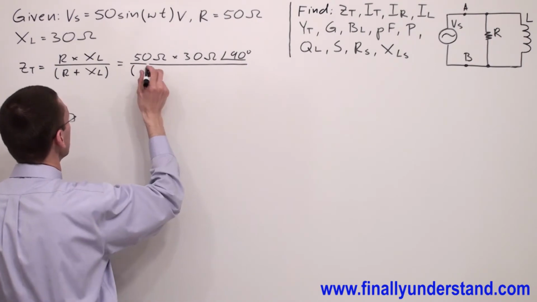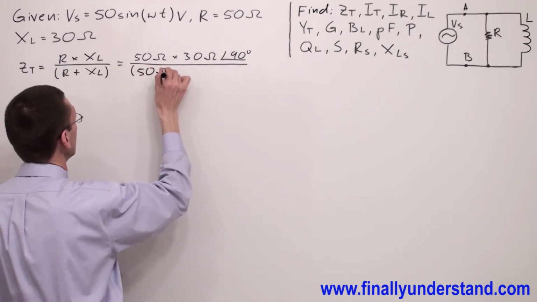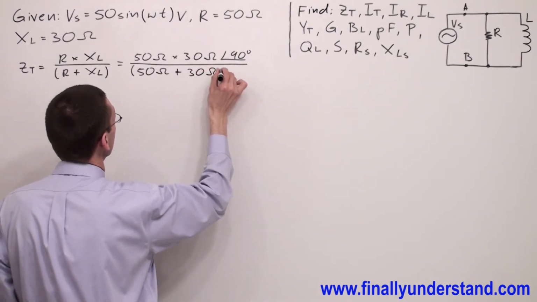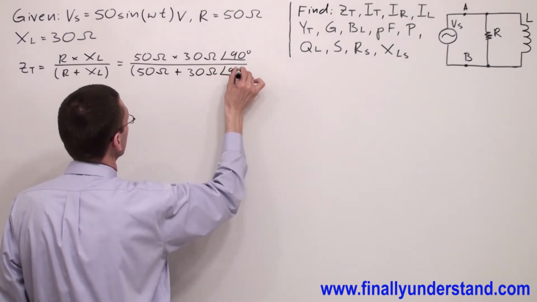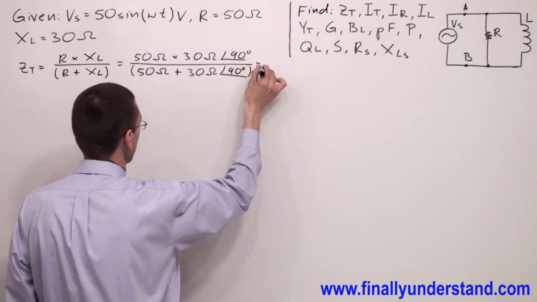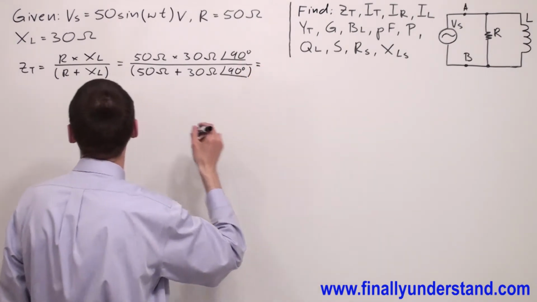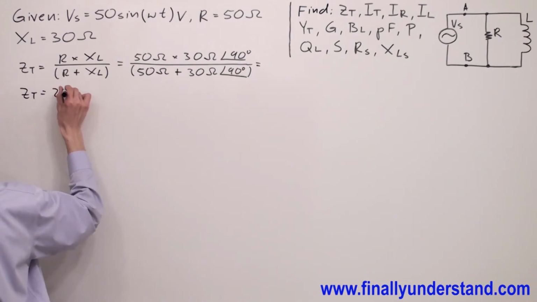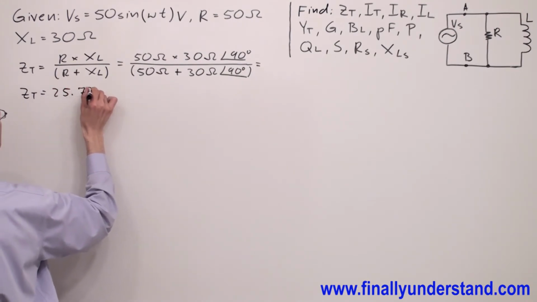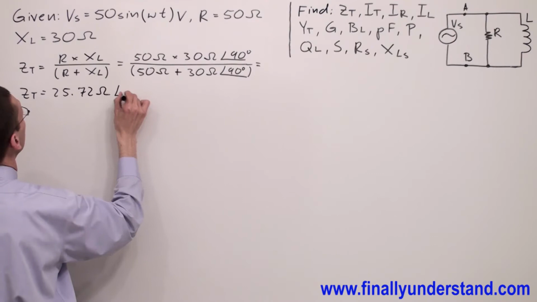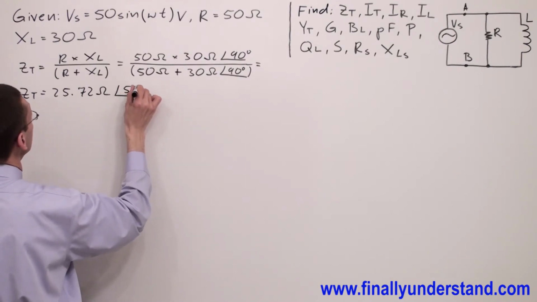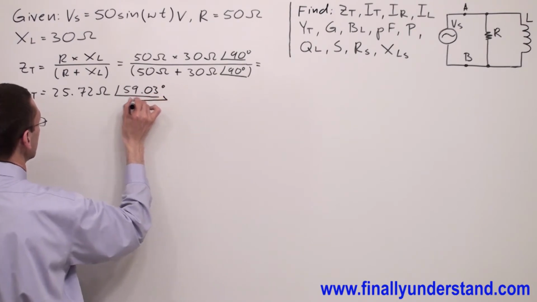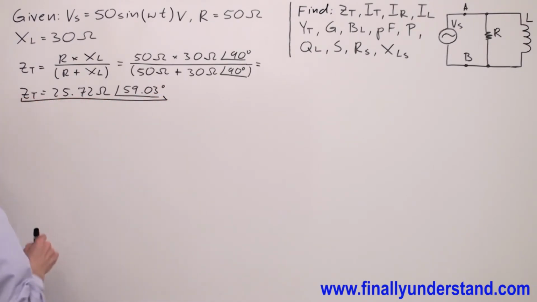So I have in the denominator 50 ohms plus 30 ohms and angle of 90 degrees. This is equal to 25.72 ohms and angle of 59.03 degrees. This is my Z total.